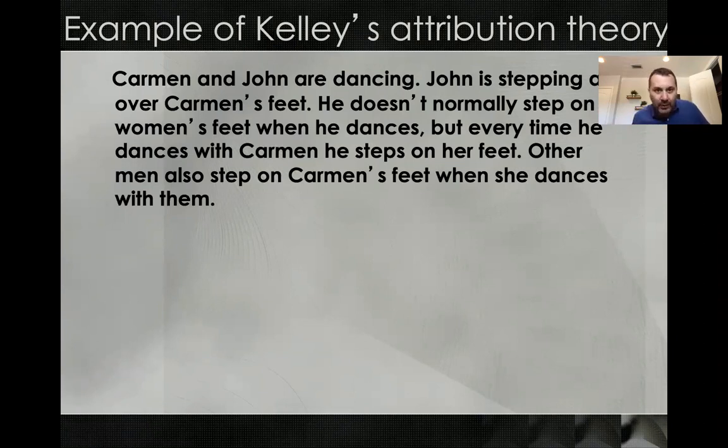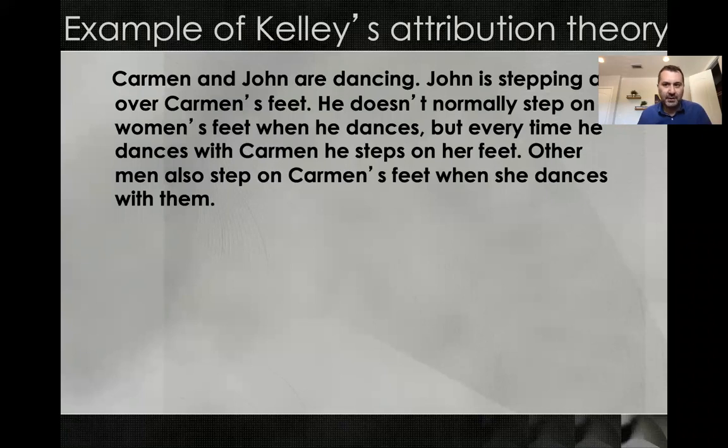Now, it should be relatively obvious what's happening here. You should, with just your common sense, realize that what's happening is that Carmen's a bad dancer, right? Because other men are stepping on her feet, and John doesn't normally step on a woman's feet, but he's always stepping all over Carmen's feet. It should be relatively clear to you that Carmen's a bad dancer. So if that's clear to you, then you've effectively made an external attribution for John's behavior. In other words, you've said John is stepping all over Carmen's feet not because John's a bad dancer, but because of something external to him: because Carmen's a bad dancer. So you've effectively made an external attribution.